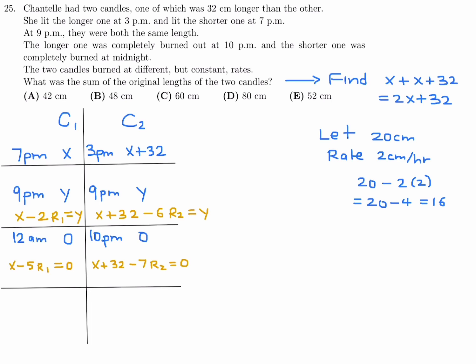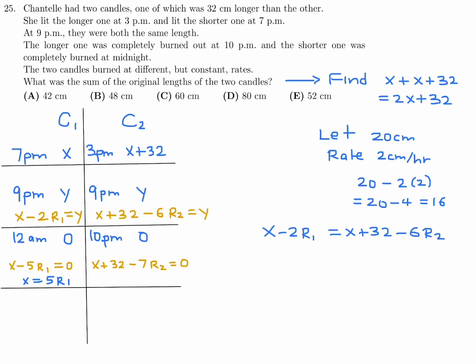All right, so here we go. Let's solve this now. In any order is perfectly fine. I immediately see this as being very helpful, that X is going to be equal to 5R1. Okay, and that's going to help me out, I hope. And this is what I'm going to do. Since these are both equal to Y, I set them equal to each other. So we get X minus 2R1 is equal to X plus 32 minus 6R2.